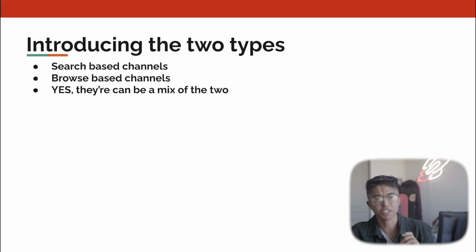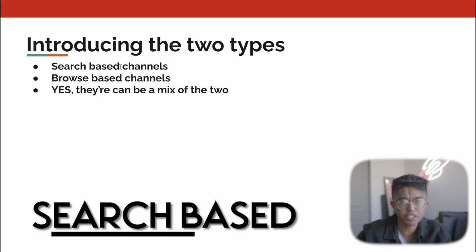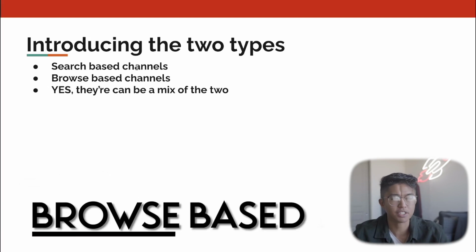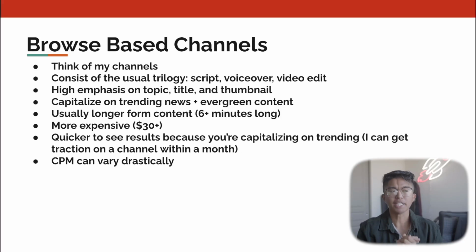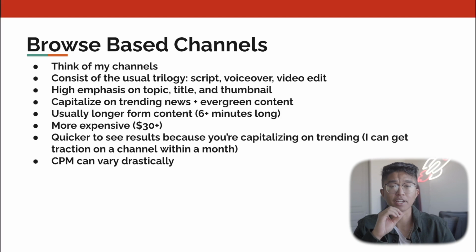But I want to introduce to you now the two types of YouTube automation channels. You have search-based channels and you have browse-based channels. And yes, there can be a mix of the two, but I'm going to show you two strategies in which how to do both different types of channels and what the pros and cons are of both search-based and browse-based YouTube channels.